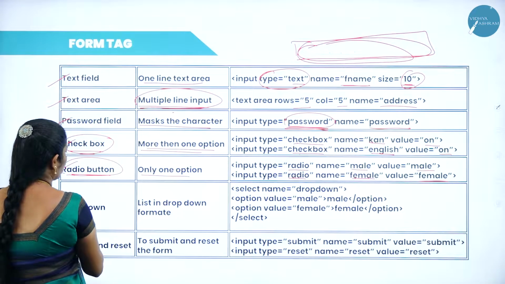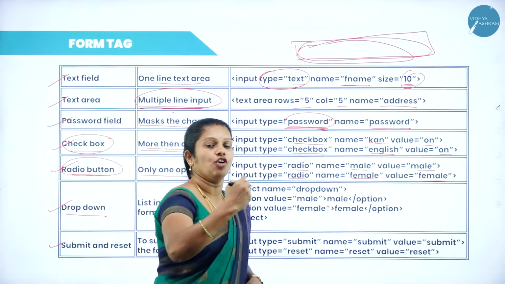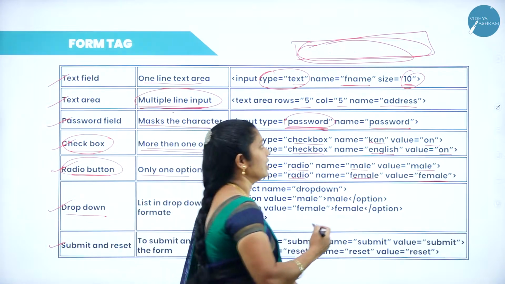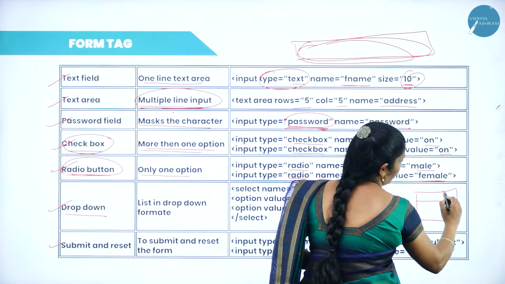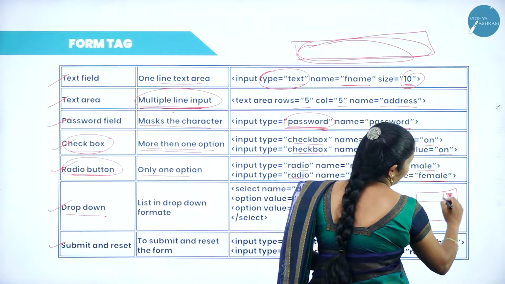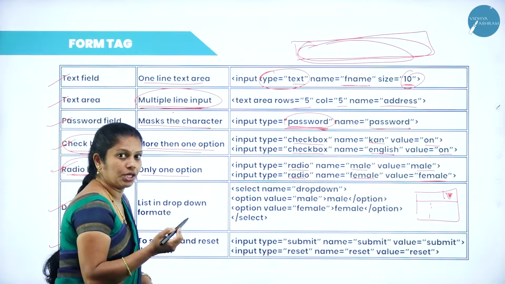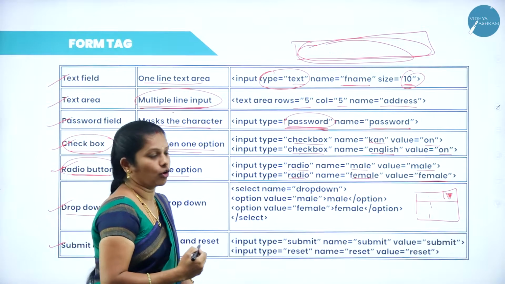Then the next one, drop down button. This will display all the information in the format of a list. Especially when you click on that drop down, all the list will display. For example, consider you have one box. If you click here, all the data will display one by one. That is the drop down option. The drop down option helps to display all the list in drop down format.